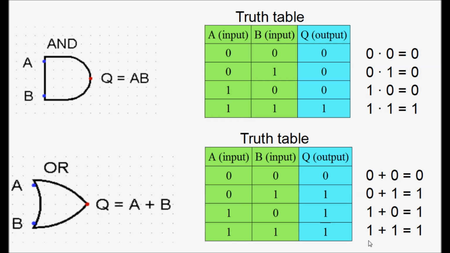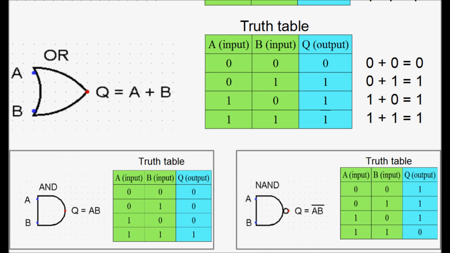But a little bit confusing could be the last case when we add 1 plus 1. But actually the only thing we have to remember is that in digital electronics, in Boolean algebra, we have only zeros and ones, so the highest value that we can get is 1. So in this case 1 plus 1 will be 1.